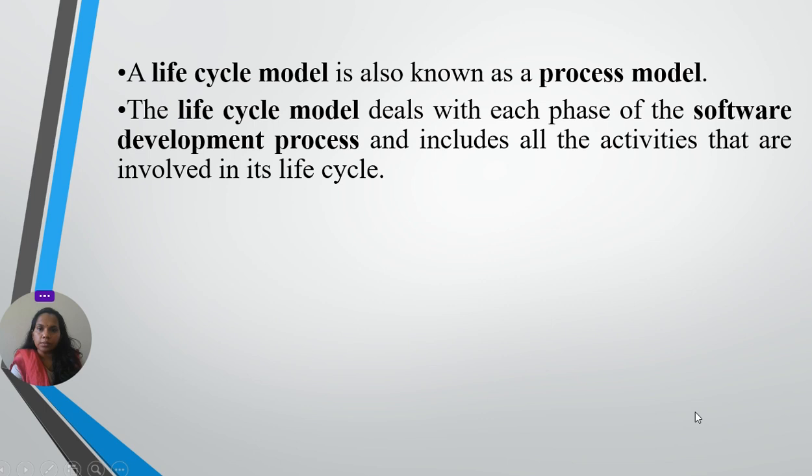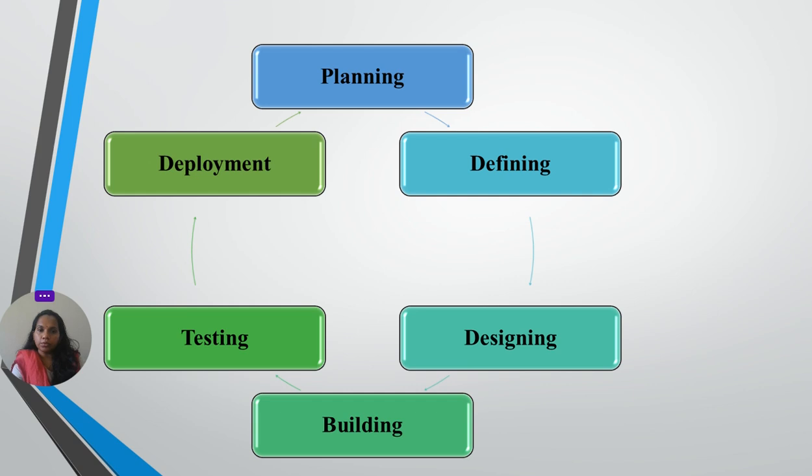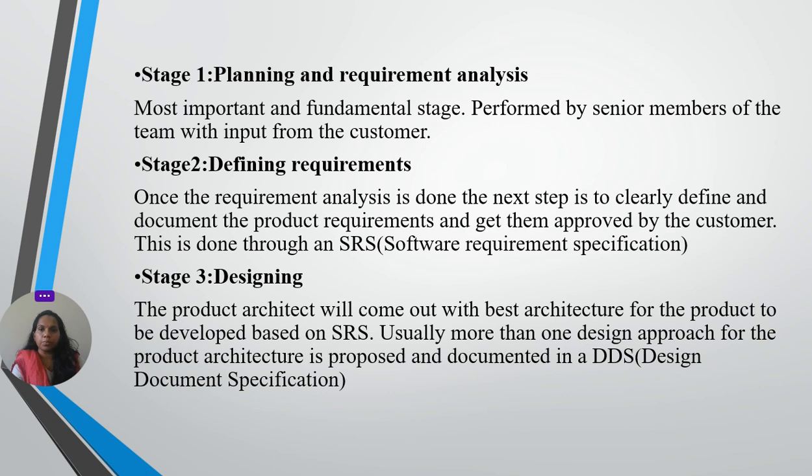Software development life cycle. A life cycle model is also known as a process model. The life cycle model deals with each phase of the software development process and includes all the activities involved in its life cycle: planning, defining, designing, building, testing, and deployment.